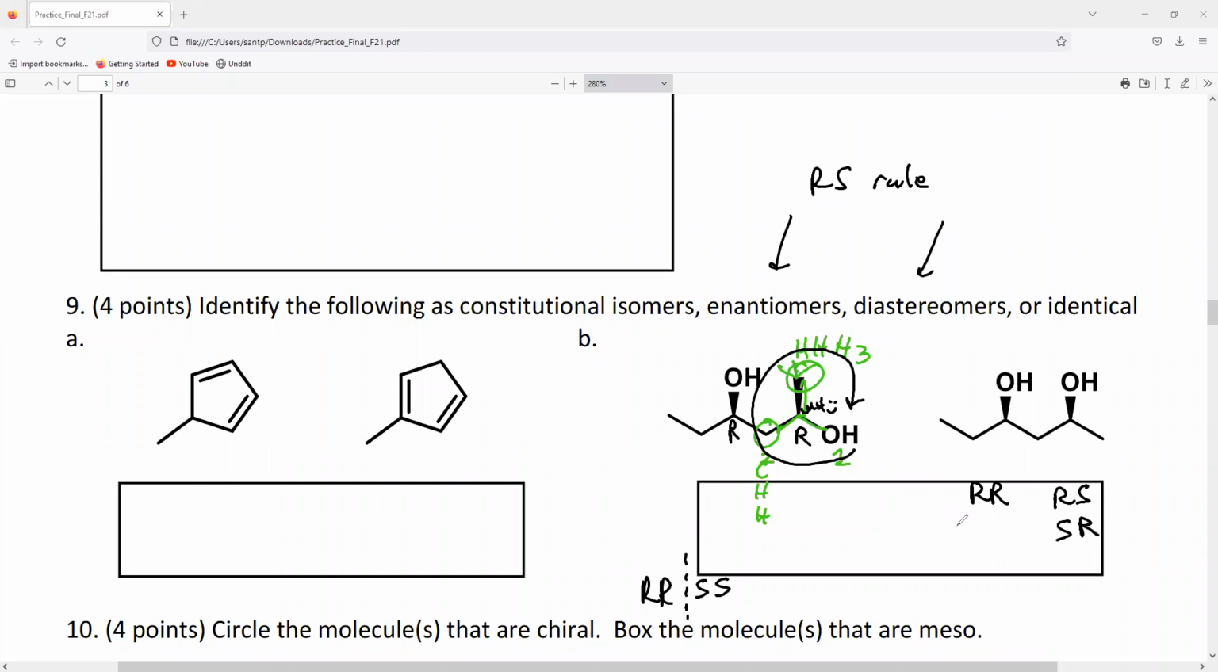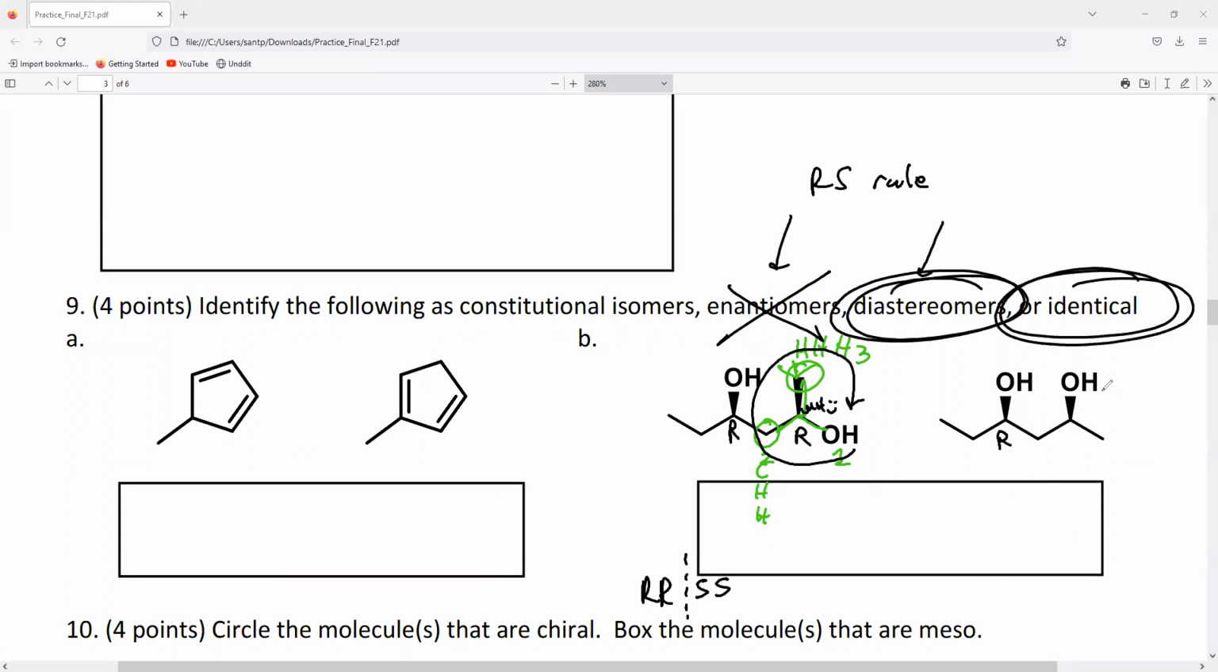The only time I would be careful is, imagine we did this molecule and we got RR. Oh, wait a minute, RR is the same molecule. So these are identical. This center is literally the same, so this is going to be R also, which tells me this can never be enantiomers. So enantiomer is already off the table. Now it's a matter of whether it is diastereomer or identical.